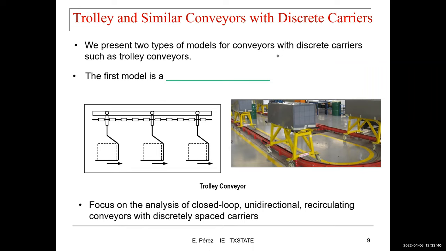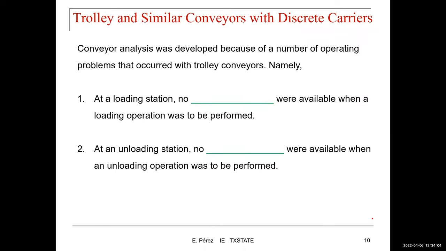So we present two types of models. Again, the first model, which is what we discussed last time, was focusing on these discrete carriers, or a deterministic model. So you have something like this. You have a carrier and you want to compute the space that you should have in that conveyor in order to make it efficient for your process.